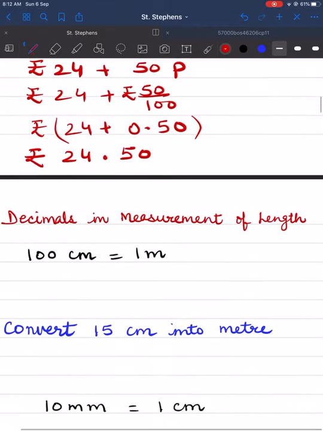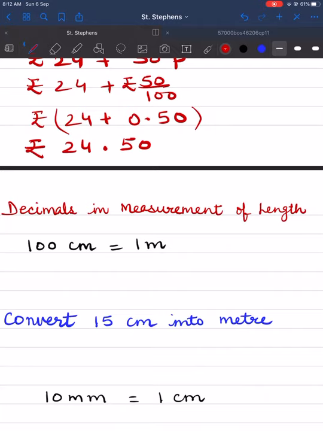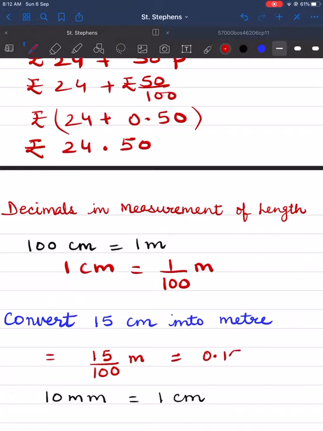Now let's understand the use of decimals in measurement of length. I hope everybody knows 100 centimeter is equal to 1 meter. So 1 centimeter is equal to 1 upon 100 meters. As we are converting smaller units, centimeters, to bigger units, meters, so we need to divide. Now let's convert 15 centimeter into meters using decimals. So here we have to divide it by 100. So we get 15 upon 100 meter, which can be written as 0.15 meters.